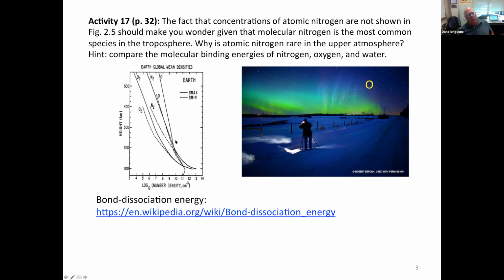And the first activity I pointed some groups to was this question of why is there no atomic nitrogen? There's atomic oxygen, which you obviously get mostly from breaking up molecular oxygen, O2, and dissociating it.